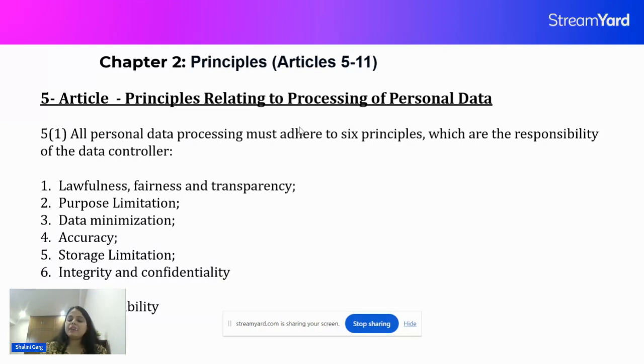Now, 5.2 says accountability, which says that the controller shall be responsible for ensuring compliance with the principles. In the GDPR, all the responsibility, I would say, is on the controller. In a few cases, the processors would be responsible, which we are going to study, but the accountability is on the controller to ensure compliance with the GDPR. And the controller should be able to demonstrate that compliance with these GDPR principle requirements has been complied with. He has to make sure of it. Okay, so this is about the accountability principle.